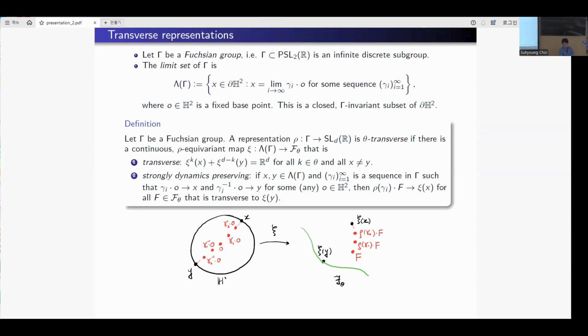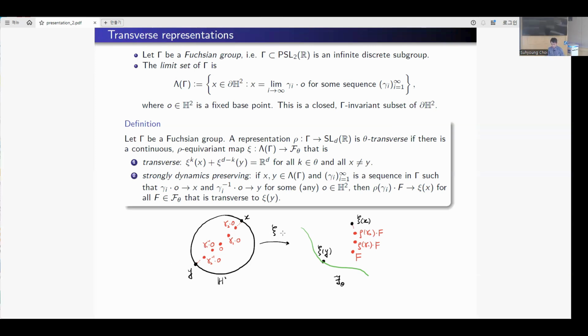That's what I drew here. My base point O, I'm thinking of it as the origin in the disk, and when I apply gamma 1 O, gamma 2 O, and so on, it goes to x. But if I apply gamma 1 inverse O, gamma 2 inverse O, and so on, it goes to y. So this is my starting setup: I assume I have my pair of points x, y, and my sequence gamma i with this property.